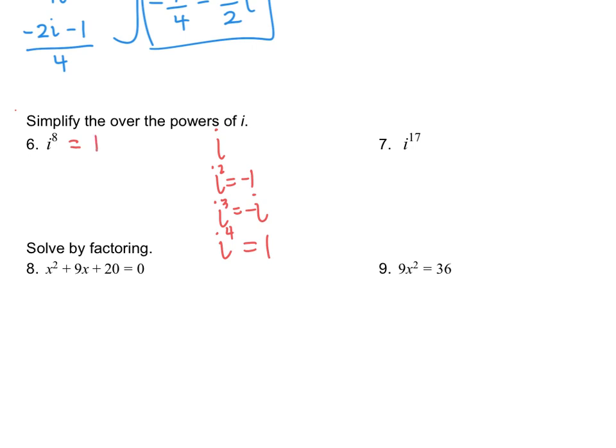Every other power of i, we would figure out how far away it is from a multiple of 4 to figure out if it's the same as i squared, or i cubed. So looking at i to the 17th, the closest multiple of 4 is i to the 16th, and it's 1 away, so it's going to be equal to i.